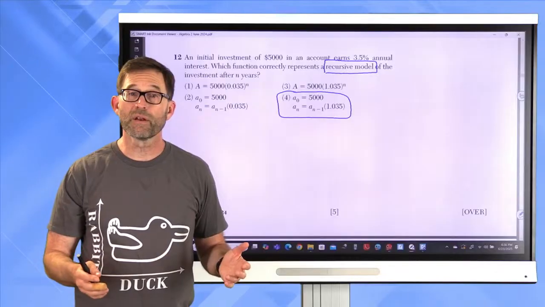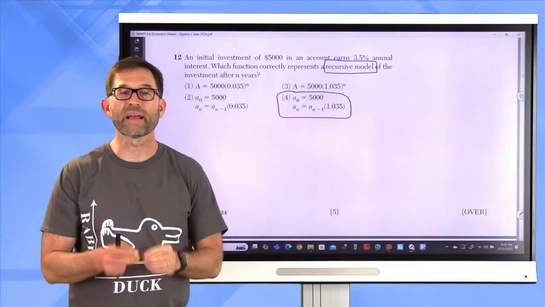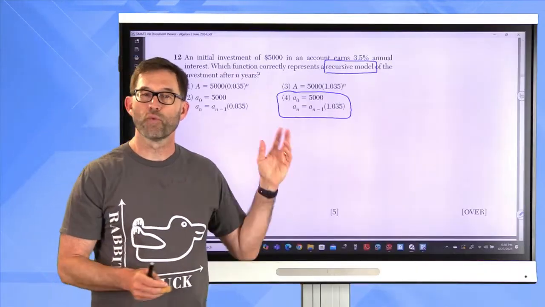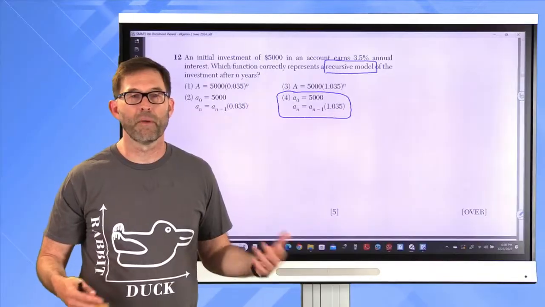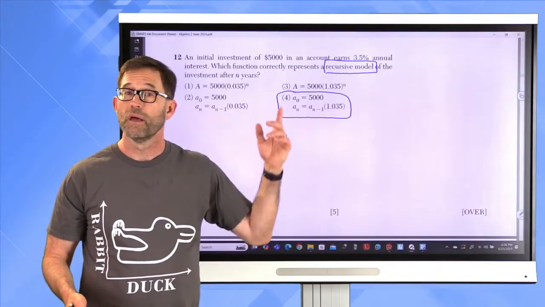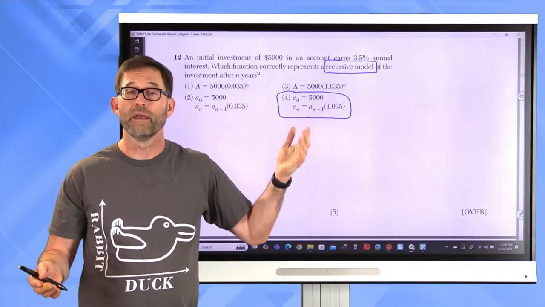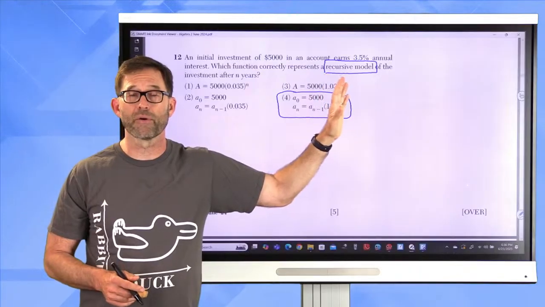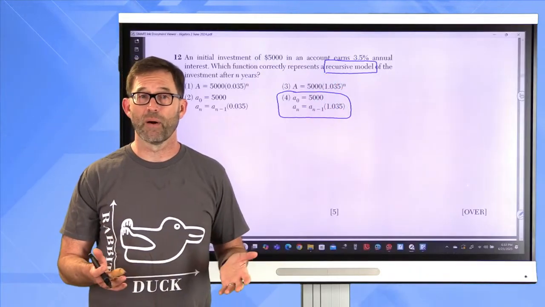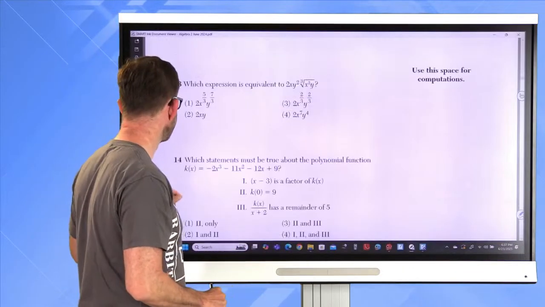And again, it's a little bit unfortunate because choice 3 is a perfectly good explicit model. So if you read this really quickly and you're just like, hey man, which of the following represents the amount of money we have after n years, choice 3 seems perfectly legitimate, right? The problem is it's not a recursive model. So this is as much of a vocabulary problem as it is a math problem. Well, maybe it's a little bit more of a math problem, but it's also vocab.